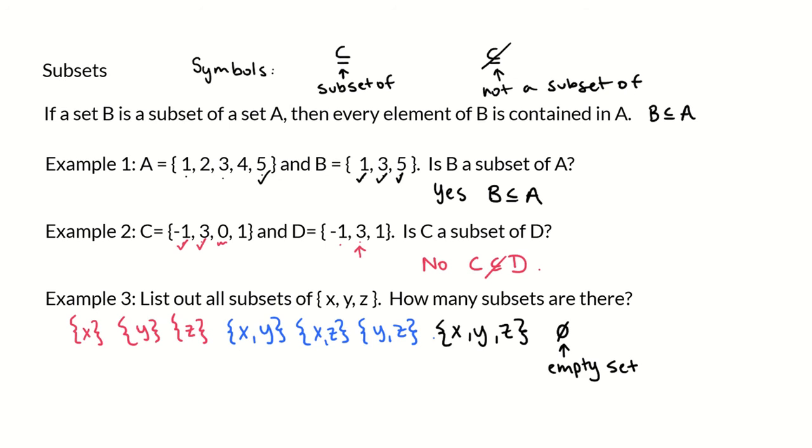So how many subsets are there? There are 1, 2, 3, 4, 5, 6, 7, and 8, including the empty set. So there are 8 subsets of the set {X, Y, Z}.